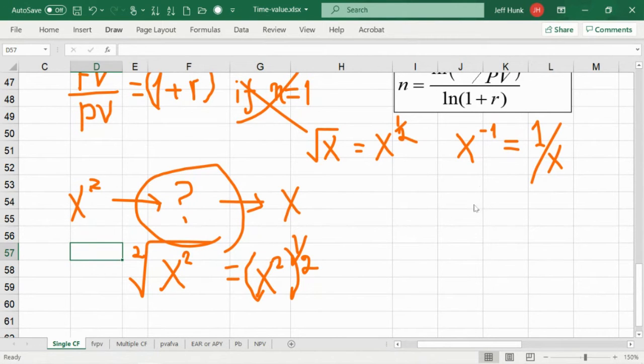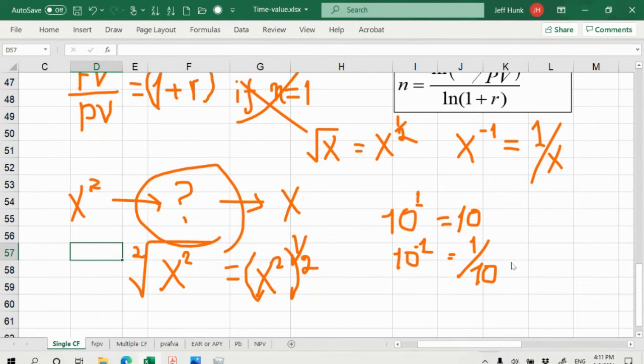And so we know 10 to the 1 is just itself, right? Something raised to 1 is just itself, right? But something raised to -1 is the reciprocal: 1 over 10.